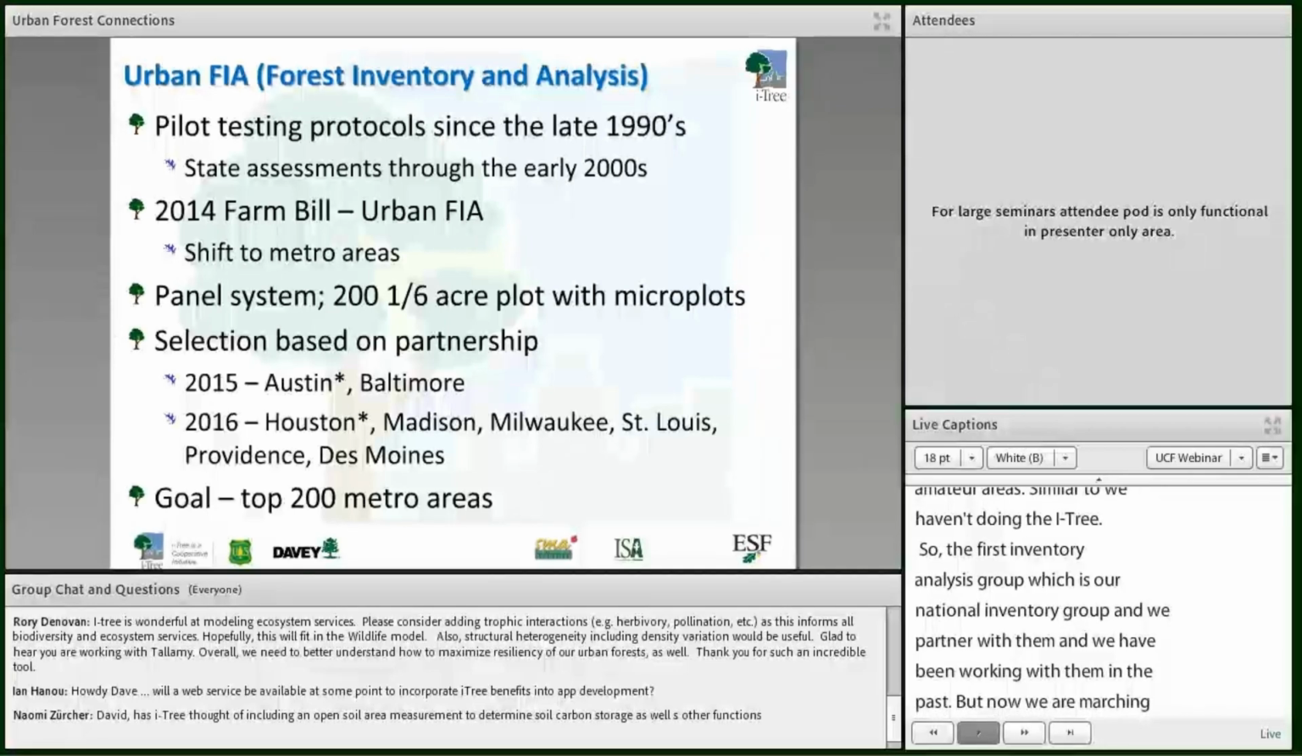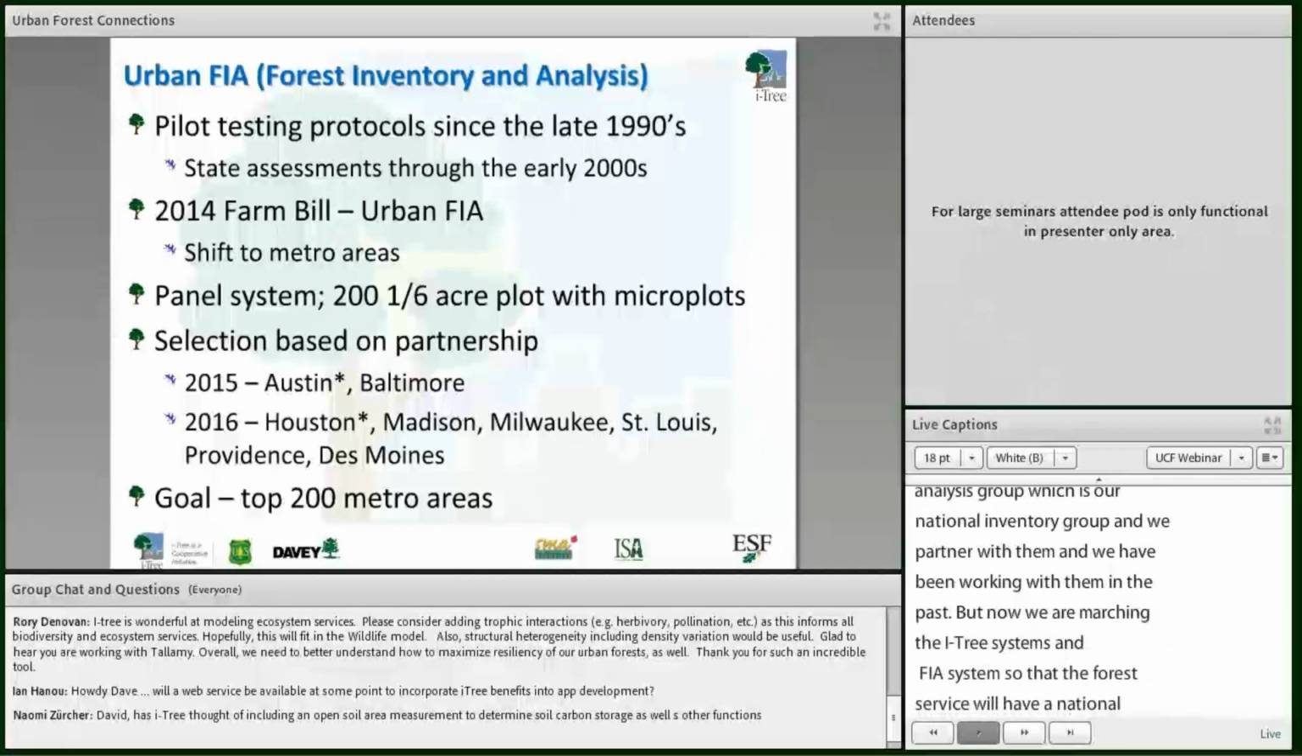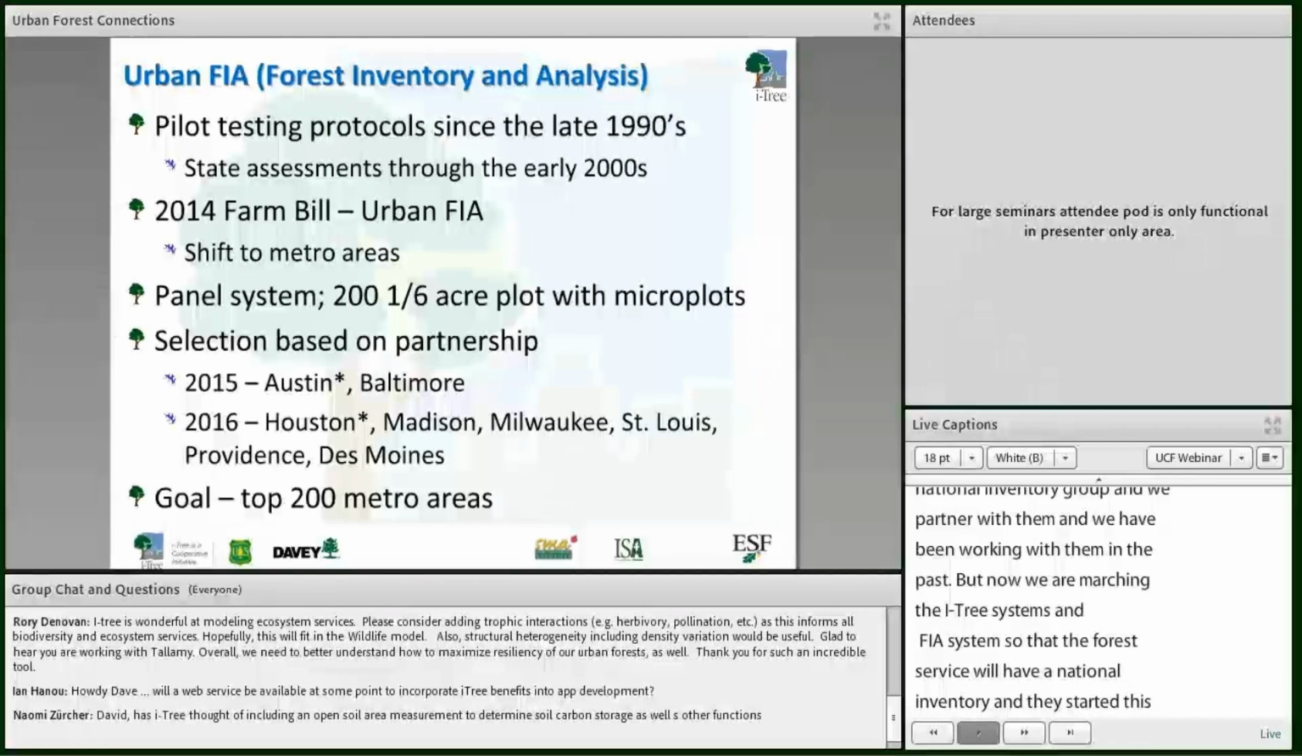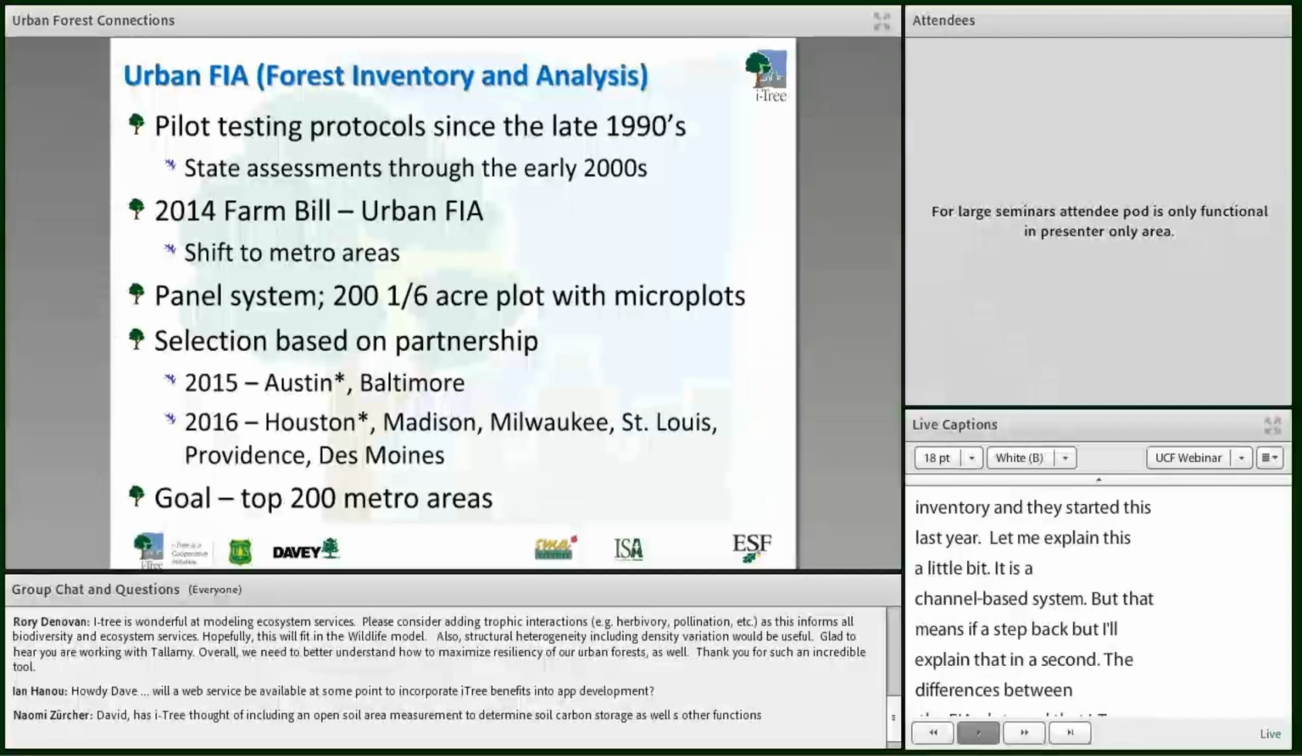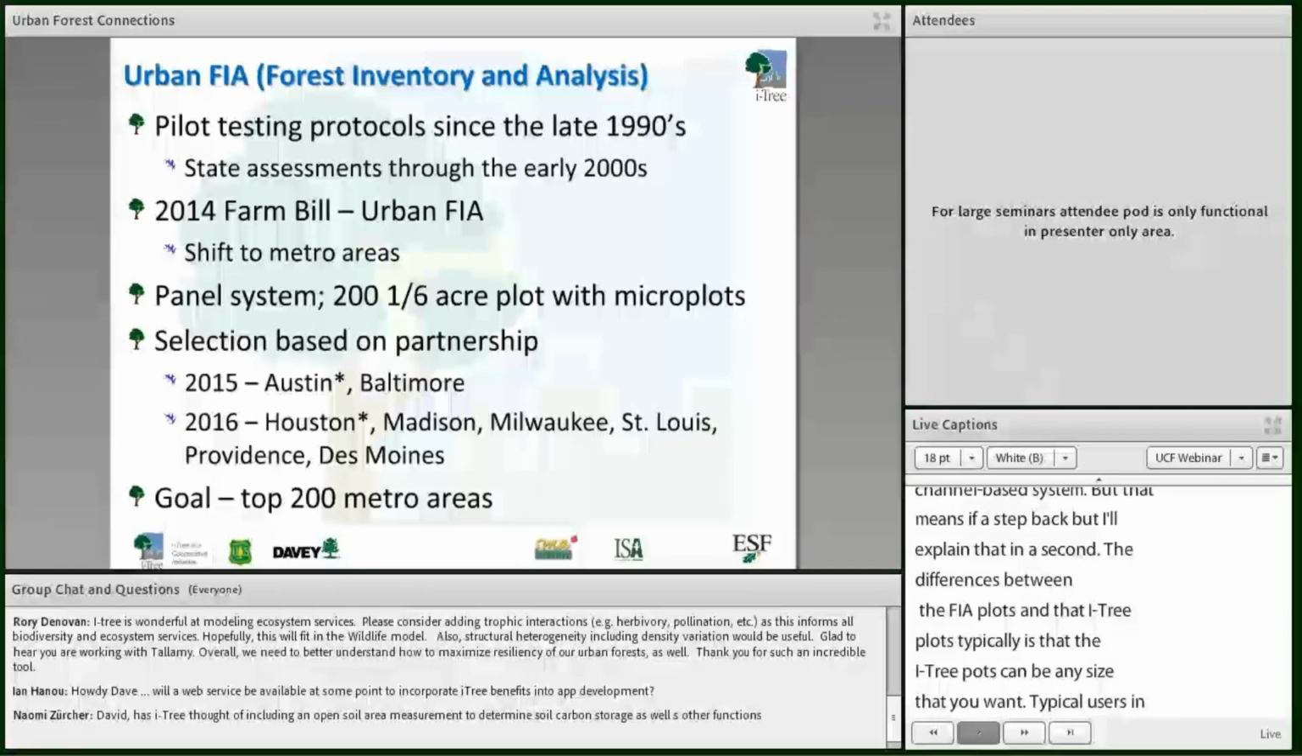And let me explain this a little bit. It is a panel-based system, and what that means, let me step back. I'll explain that in a second. The differences between FIA plots and iTree plots: typically, iTree plots can be any size you want. Typical users collect about 200 tenth-acre plots in a city to do their assessment. And the reason for that is that's the way I started back in the early 90s, and it's about what a crew of two can get done in the summertime.